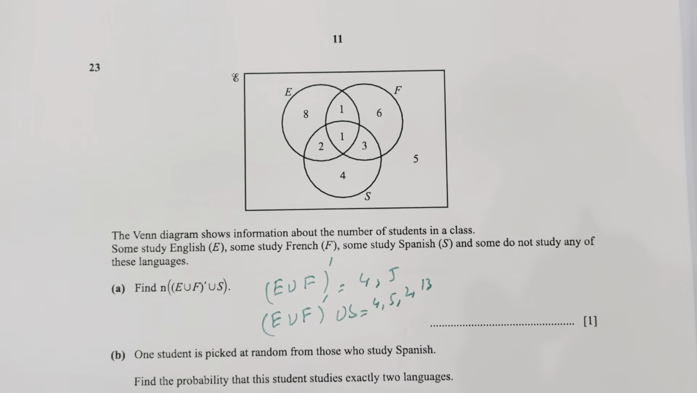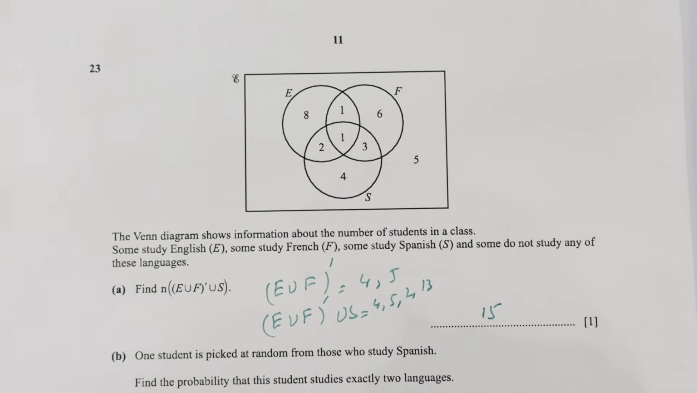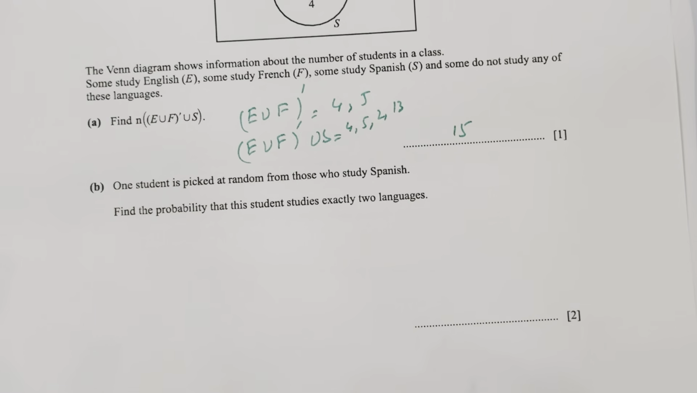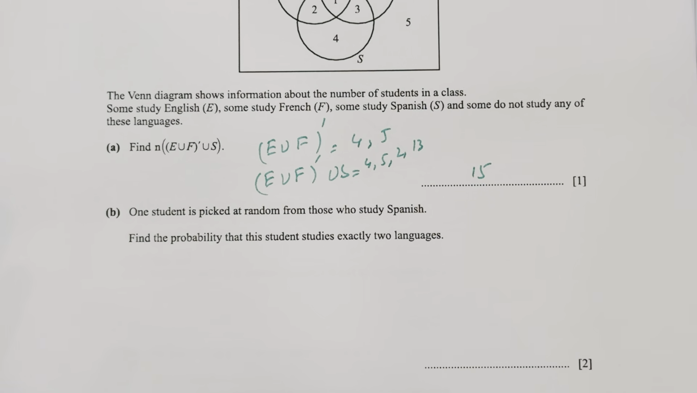Okay, we need to find the numbers, and we know that the numbers after taking union with S would be like that. It would be 15 are those numbers. One student is picked at random from those who study Spanish. Find the probability that this student studies exactly 2 languages.